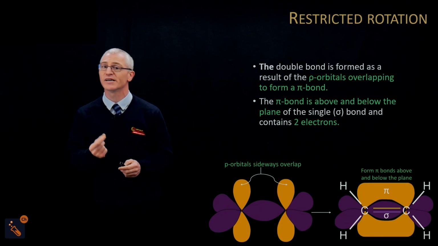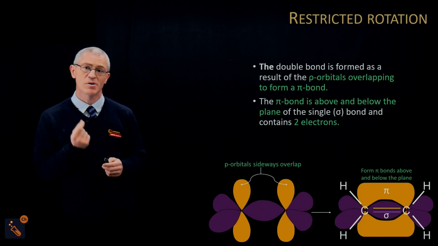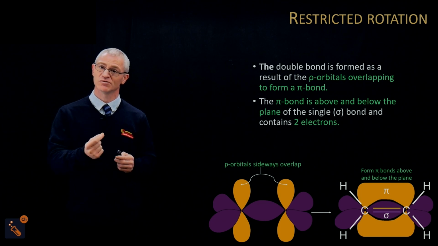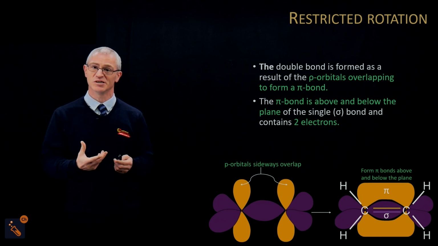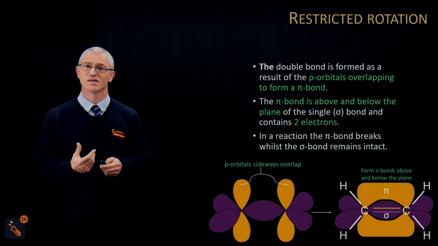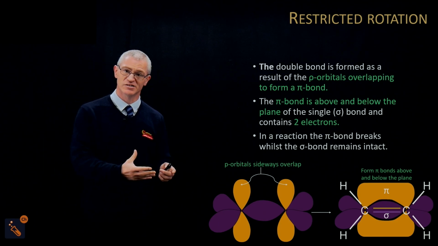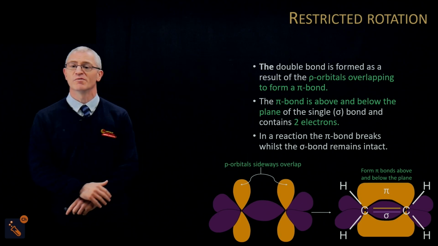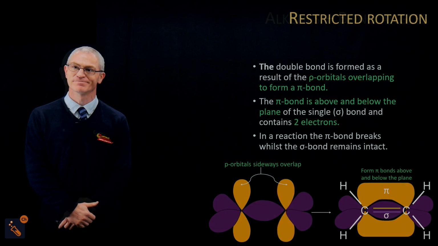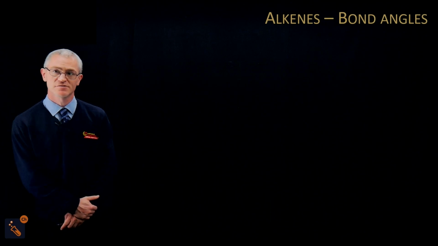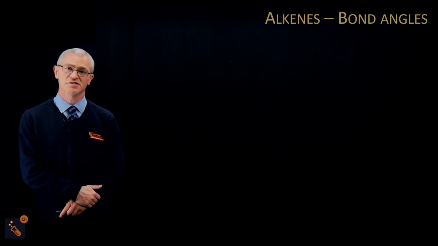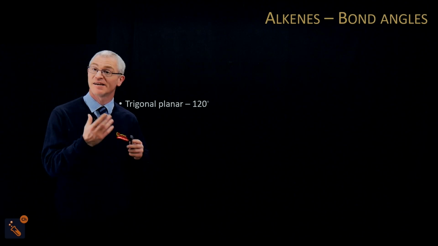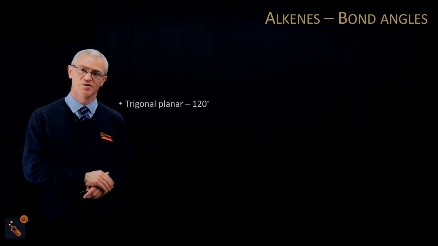When you're counting up electrons, really important, your pi bond is going to be 2 electrons, and your sigma bond is going to be 2 electrons. Now, when the reaction happens, as I've said, the pi bond breaks, but the sigma bond remains intact. We're now going to look at the bond angles, which are around that restricted rotation, and show you what that is within an alkene and another different type of molecule.